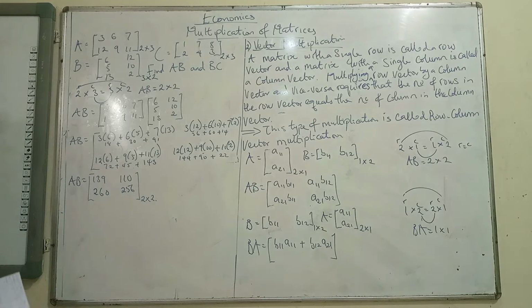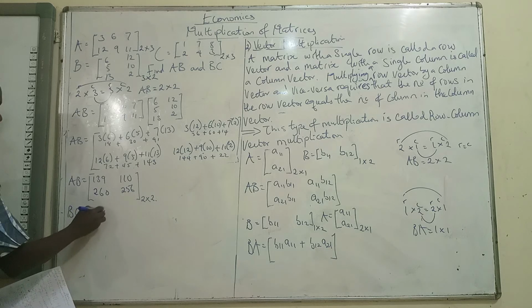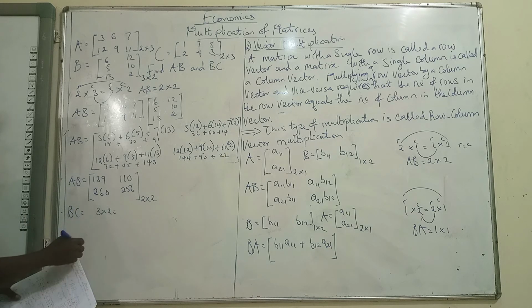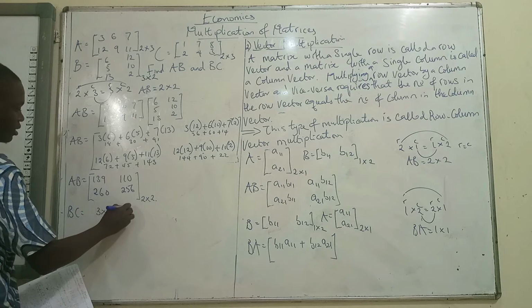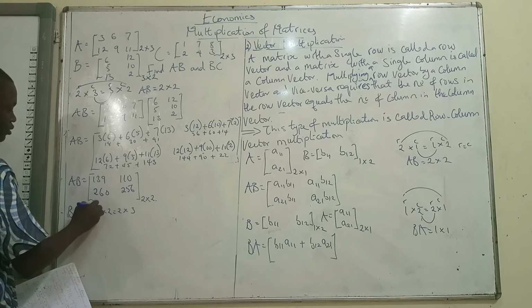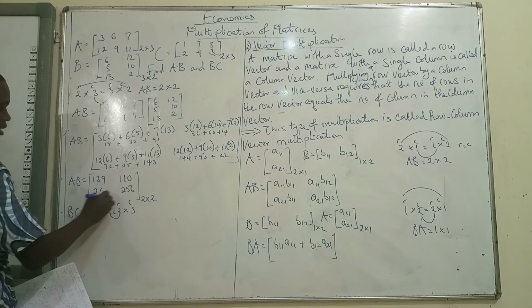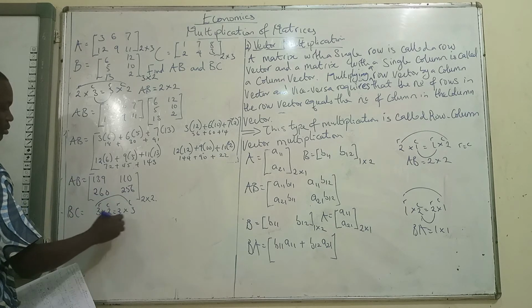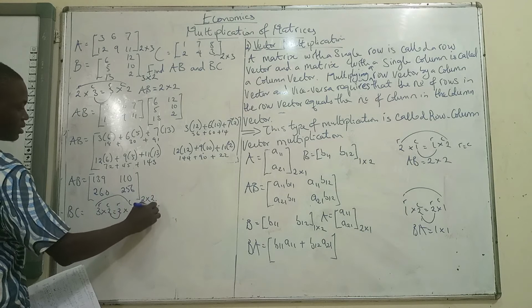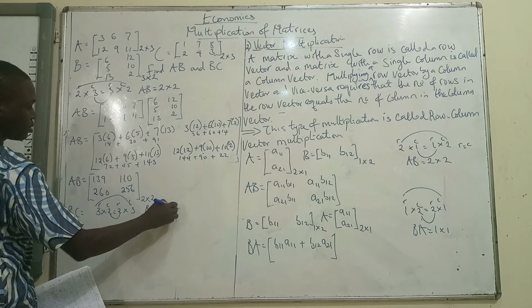Now let's find BC. Now for us to do BC, we have to check the dimensions as well. So what's the dimension of B? Dimension of B is 3 by 2, right? And dimension of C is 2 by 3. So we have row, column, row, column. So the same number of rows and same number of columns. Then our final answer is going to be a 3 by 3 matrix. So we expect BC to be a 3 by 3 matrix.